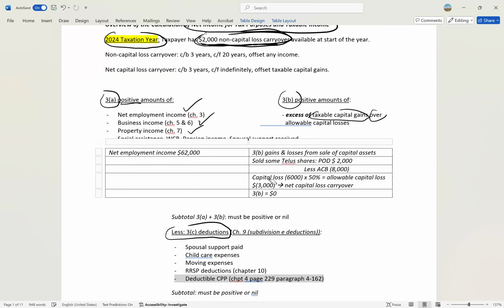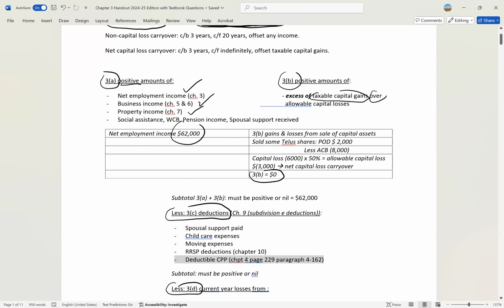Now, we will look at carrying losses over when we get to chapter 11. But let's just say that for this example, we're just focusing on the current year. This is the only sale they had of capital assets. So the 3B amount is 0. So 3A, we have the net employment income. 3B is 0. So the subtotal that we have down here is $62,000. So that's the 3A plus 3B.